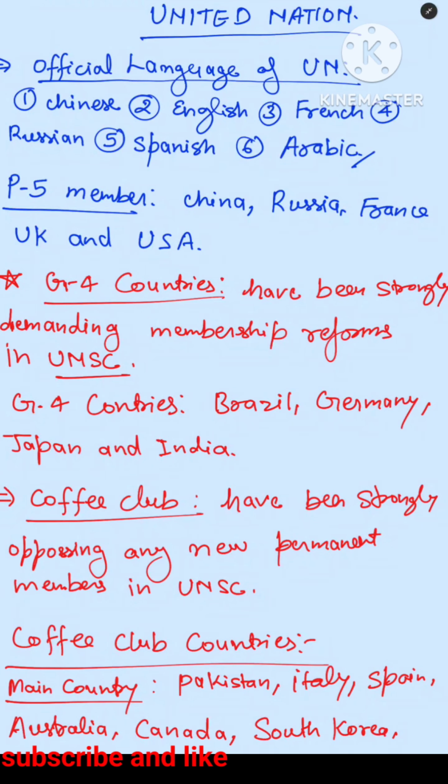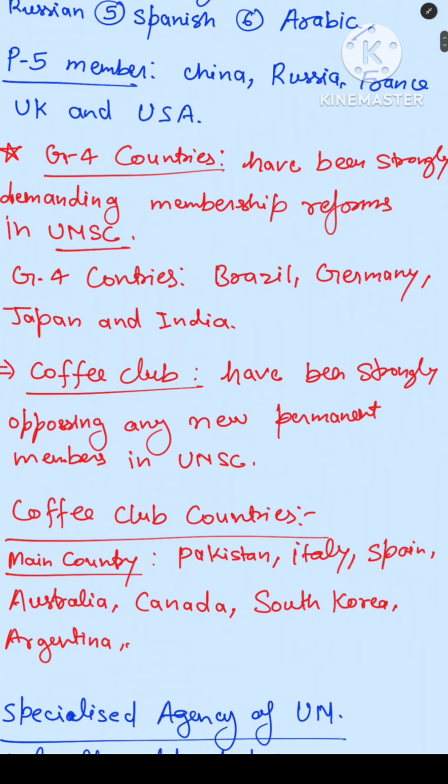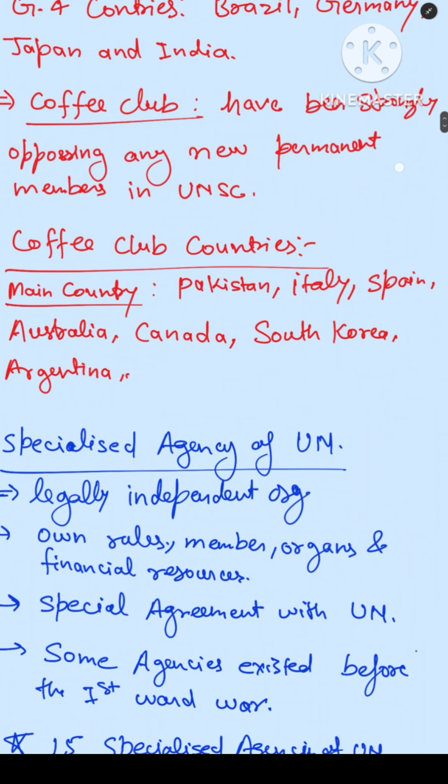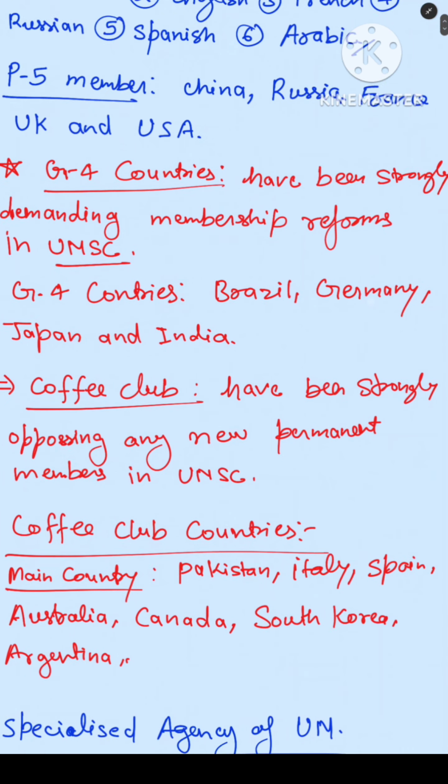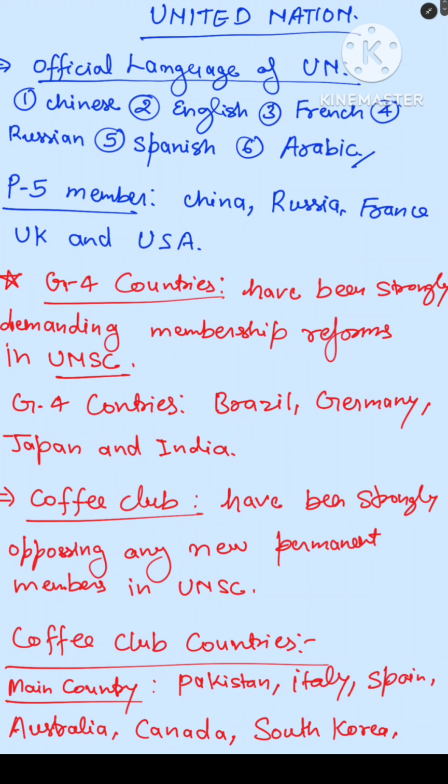Hi everyone. Today I am going to explain the United Nations official languages, the P-5 members, what the G4 countries are, and what the Coffee Club is. Then I will explain how many organizations come under the specialized agencies of the United Nations and which organizations are actually called specialized agencies of the United Nations. So let's begin without wasting our time.